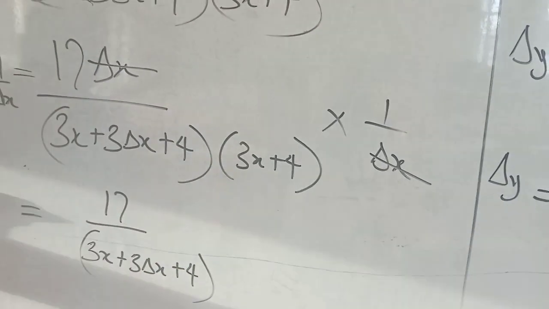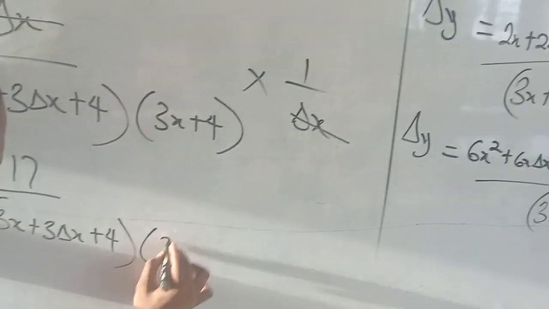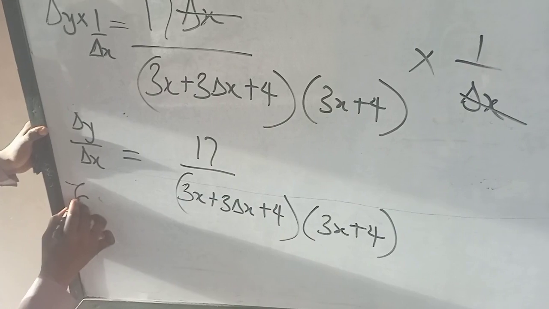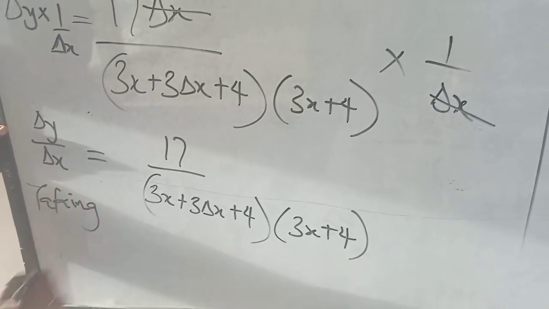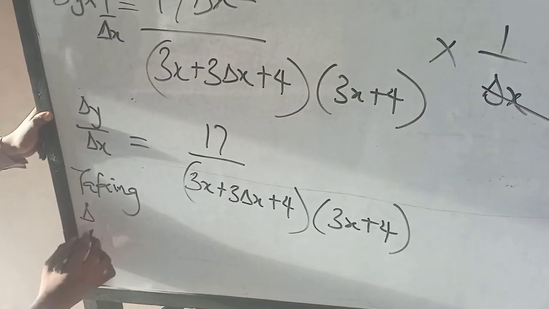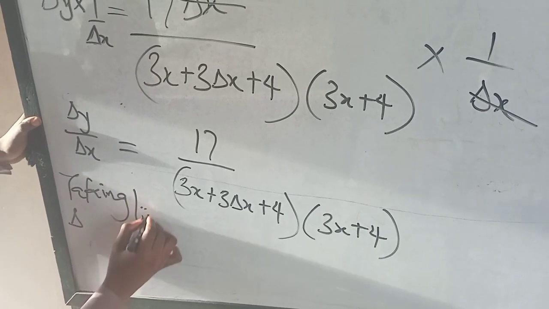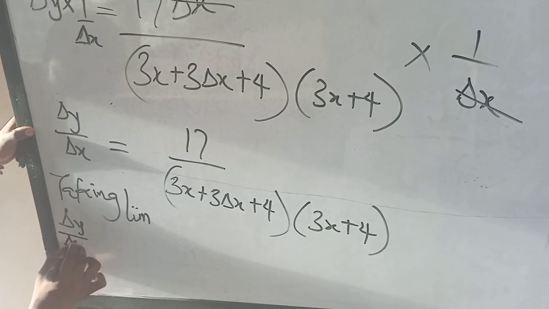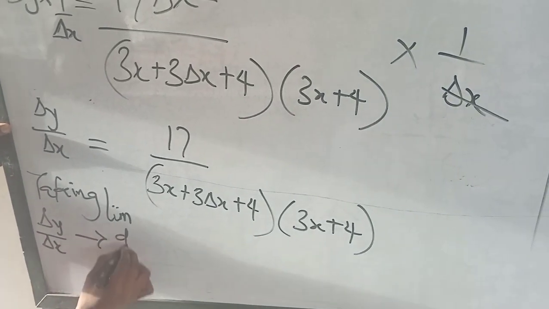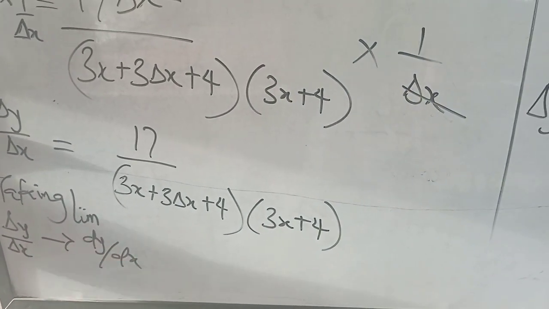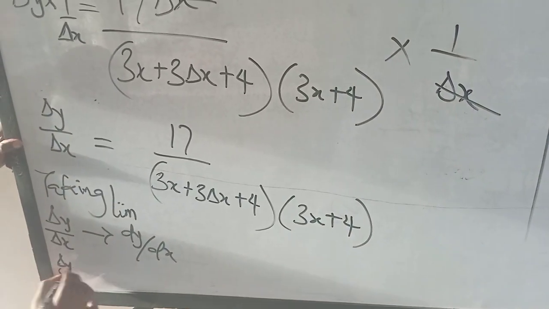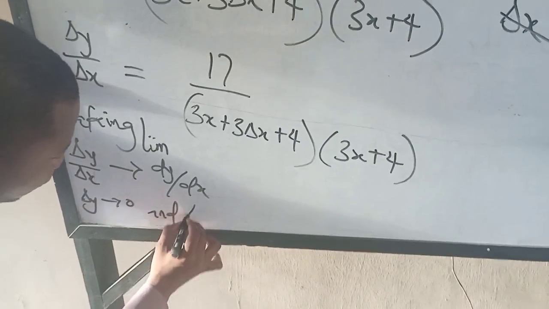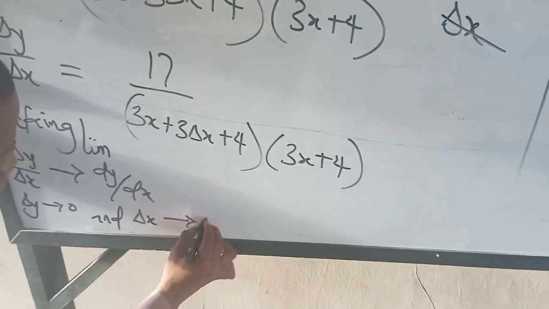Mind you, at this point, we are taking the limit, okay? Taking lim, that is limit. At the point of taking the limit, change in y over change in x tends to dy dx, and change in y tends to 0, and also change in x tends to 0.